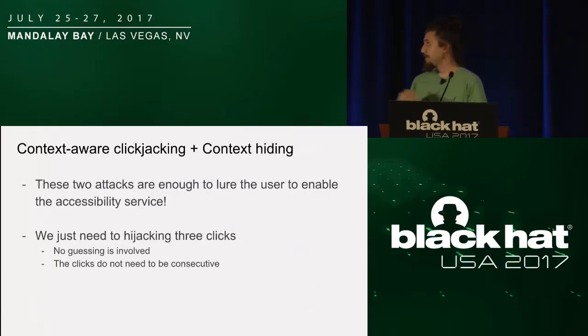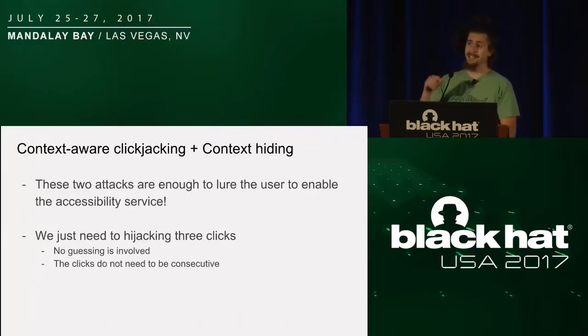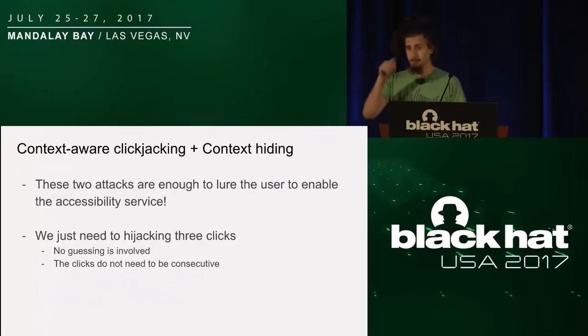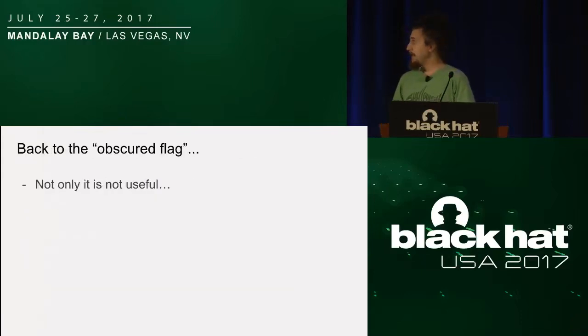Now, the problem is that with these two tricks, it's actually becoming very, very easy to do clickjacking to enable an accessibility service. And again, we just need to inject 3 clicks. These clicks do not need to be consecutive. There is no guessing involved, no timing tricks. We don't need to guess, did the user click here or not? No. The user can click wherever he wants, and if he clicks there, then we go to the next step. Otherwise, we keep the same UI.